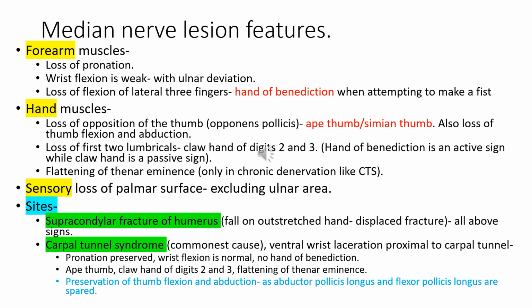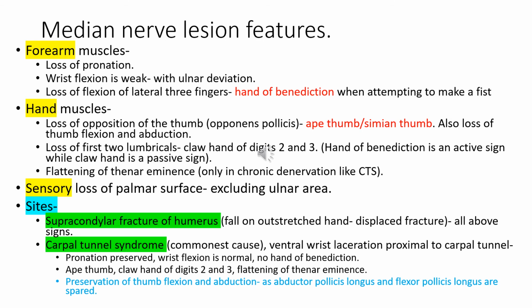Now what about the hand muscles? As we know, the median nerve supplies, we know the mnemonic meatloaf. It supplies LOAF, that is the lateral two lumbricals and opponens pollicis, then abductor pollicis brevis and flexor pollicis brevis. Now because of loss of opponens pollicis, there is lack of opposition of the thumb, and this leads the thumb to be in the same plane as the rest of the hand, producing what is called ape thumb or simian thumb.